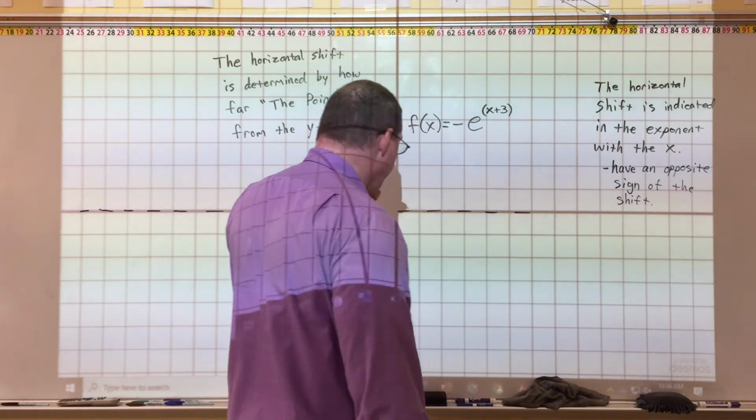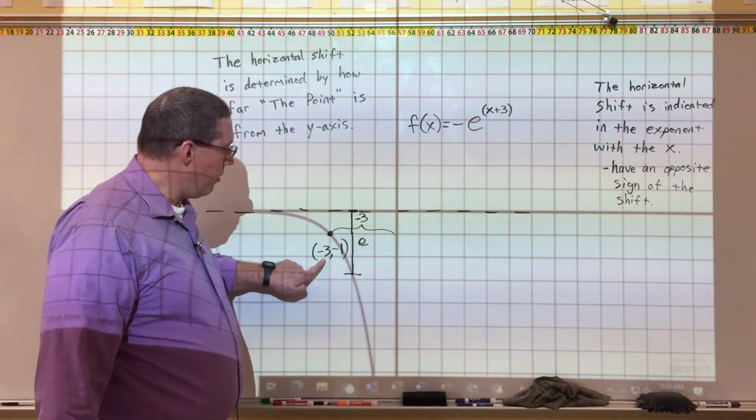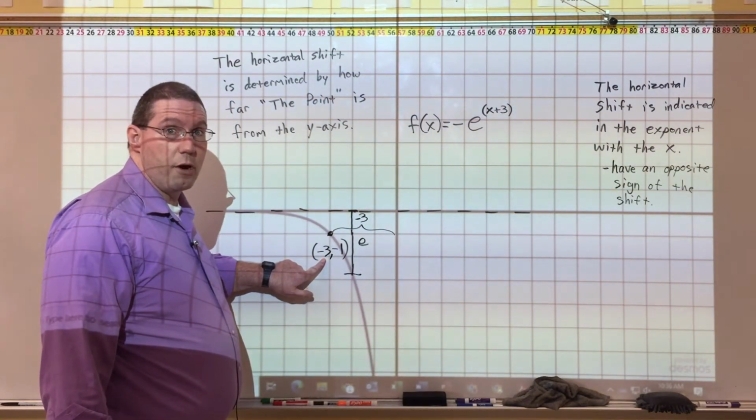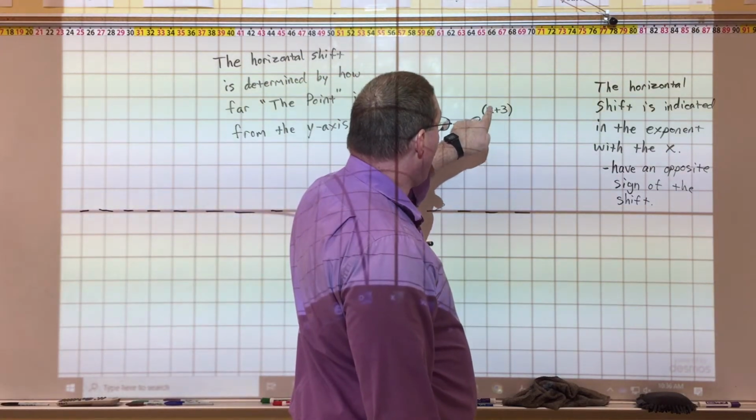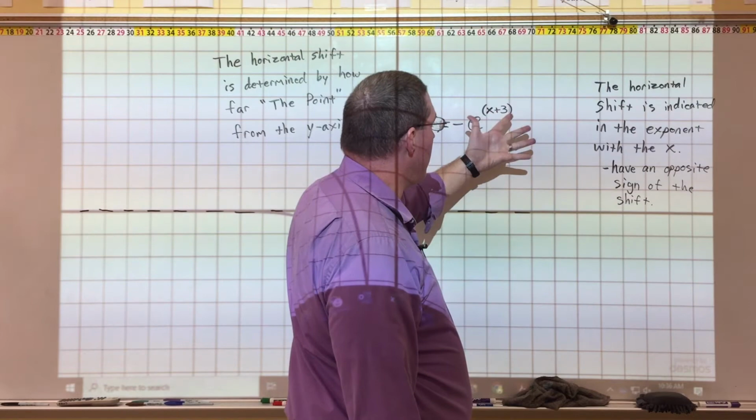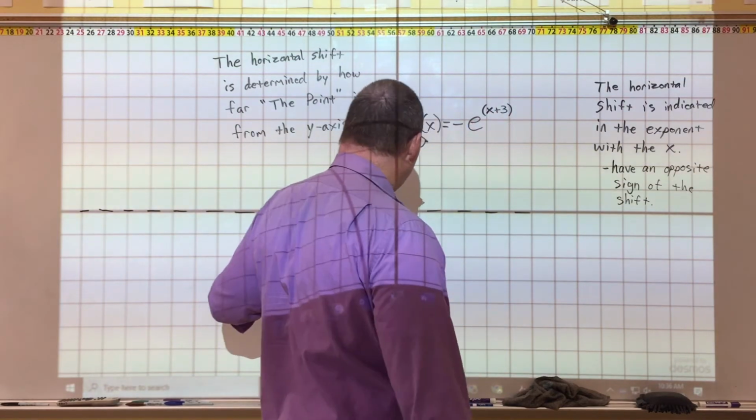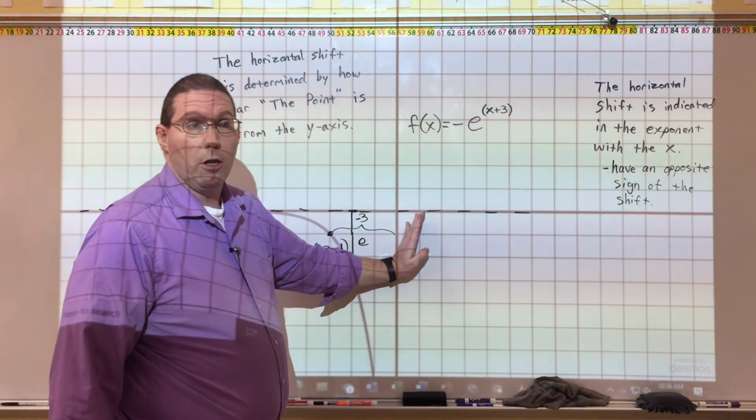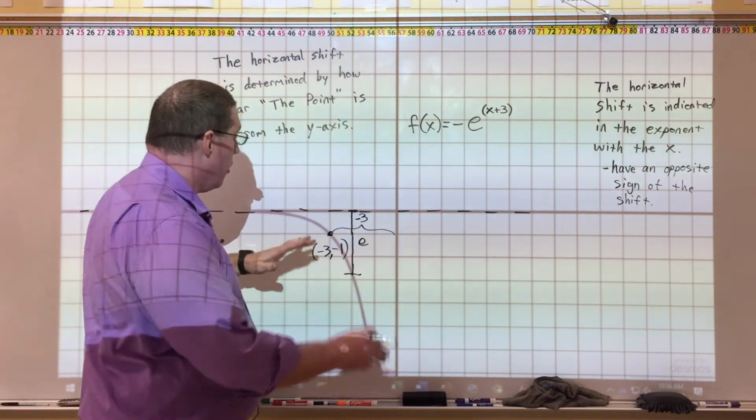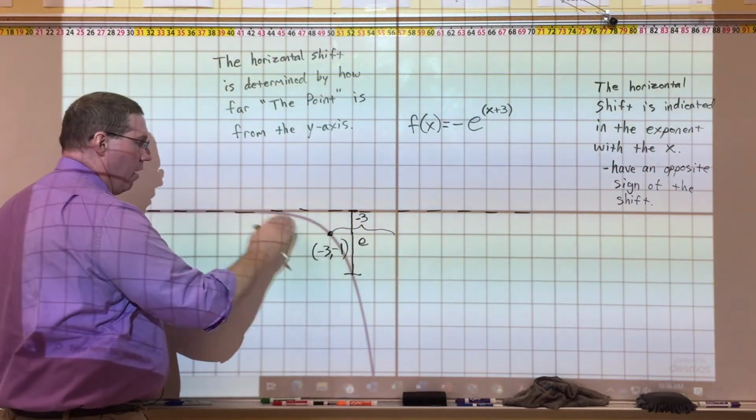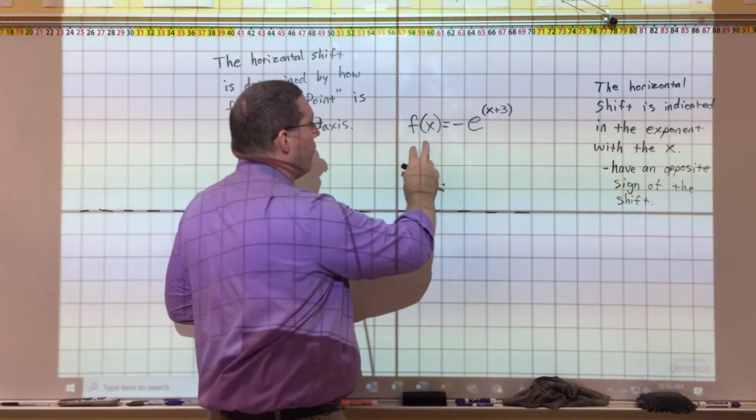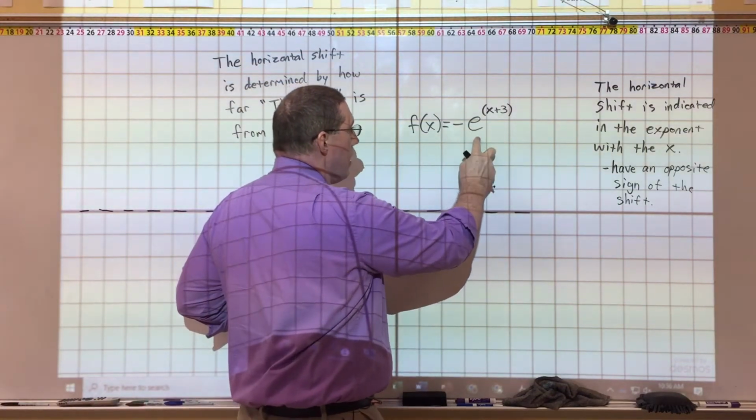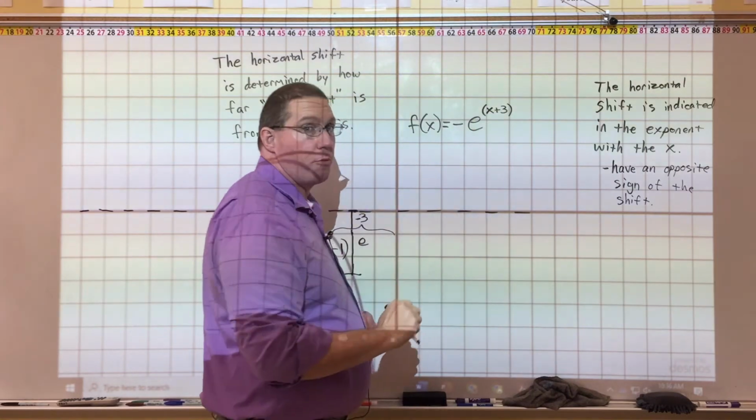And here's why. You should be able to plug this x-coordinate, negative 3, into x and get 0. Negative 3 plus 3 equals 0, and then we would be back over here to the normal. Okay? So the equation of this curve, of this graph, of this exponential function is f of x is equal to negative e to the power of x plus 3, okay?